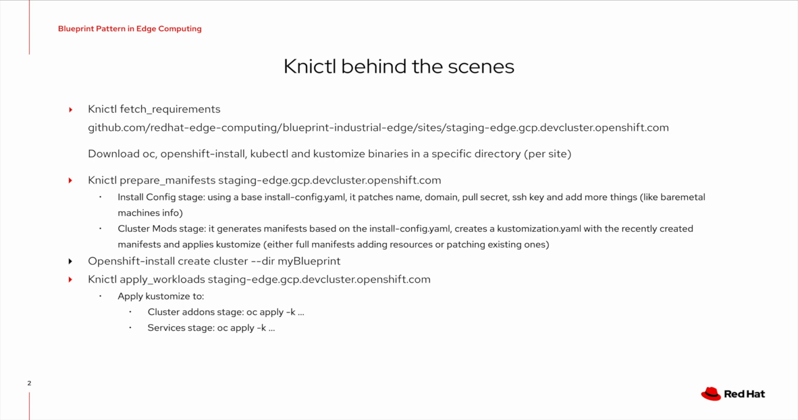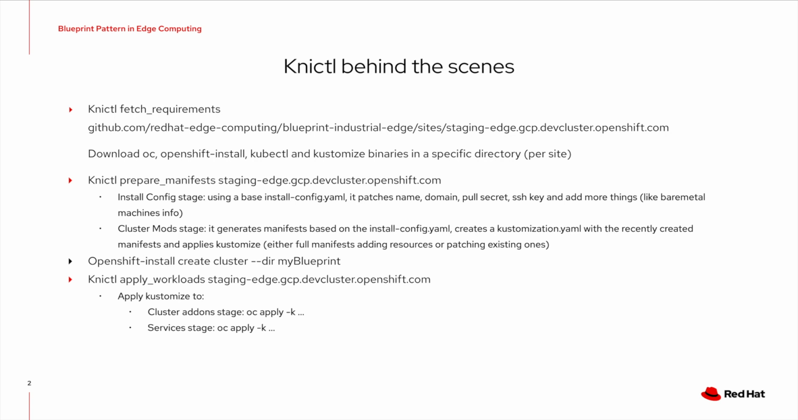As a summary, let's recap what the knictl tool does behind the scenes. First of all, we need to download the blueprint definition and the binaries that are involved in the process. For this, we have the knictl fetch requirements command. It will download the OC binary, OpenShift install, kubectl, and customize binaries in a specific directory.